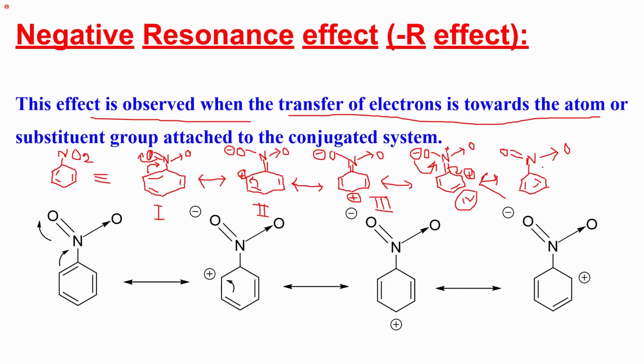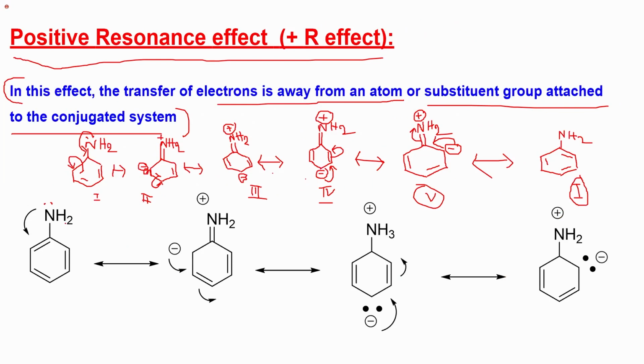So this is the first structure of this nitrobenzene. Then this is structure 1, 2. Then again we will come back to structure 1 here. You can see, so this is the negative resonance effect. In the case of nitrobenzene, if you see this NH2 is there, then the positive charge is generated on the nitrogen atom. That means electron is going away from the atom or substituent group attached to the conjugated system or any arene system.